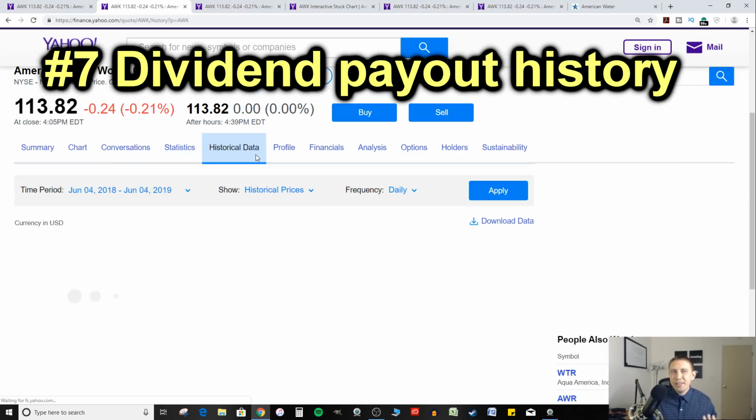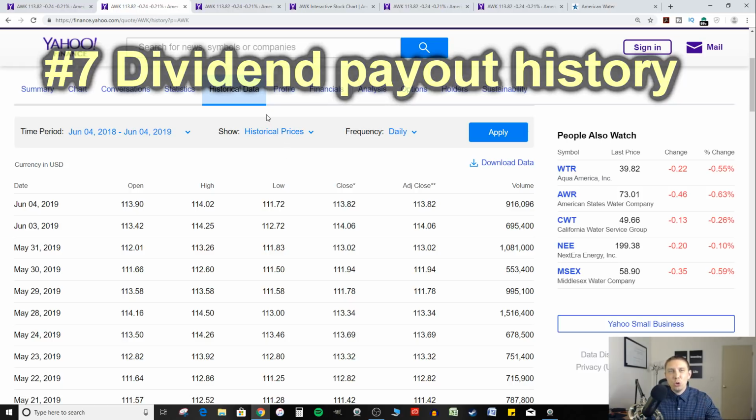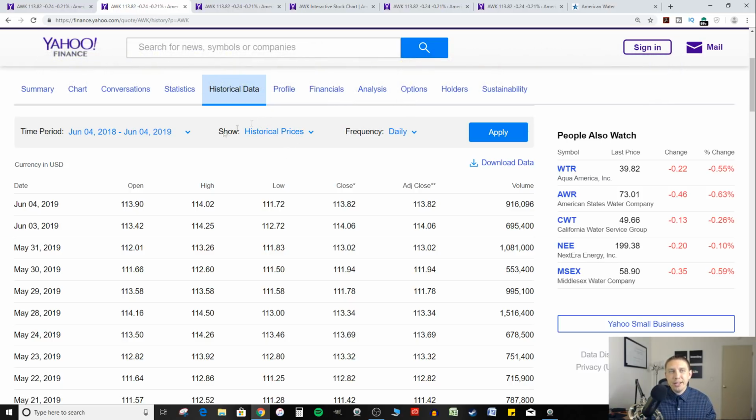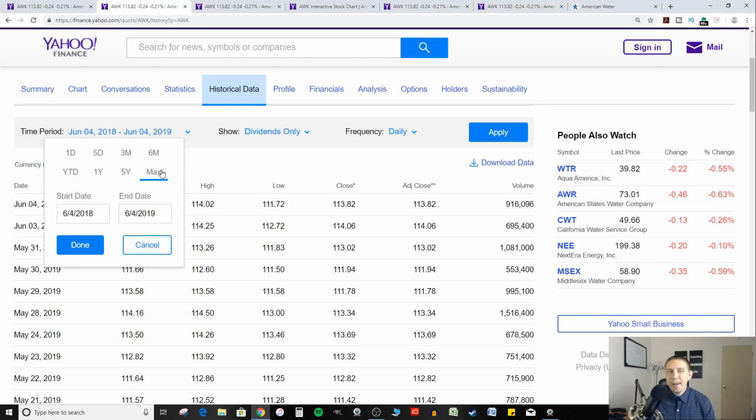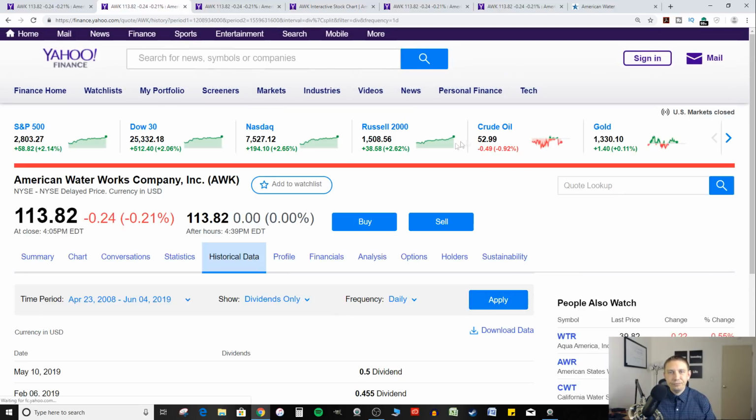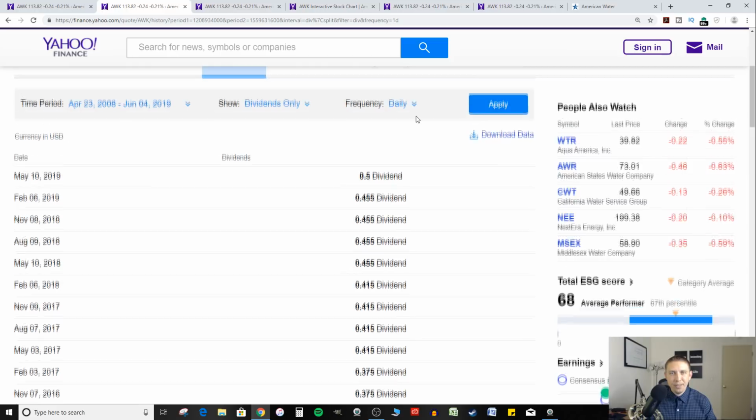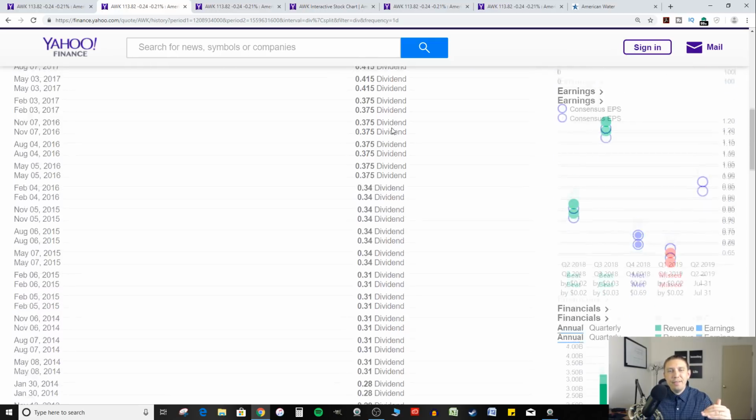One easy way to tell if the company is growing its dividends is to go to the historical data section of Yahoo, and you'll see this page right here. If you click on historical prices, you can choose to show dividends only, and then select the time period. I like to do max. This will give me all the dividend history from June 4th of 2019, when I'm filming this, all the way back to April 23rd of 2018. So I hit done and I hit apply. And there we go. This will show me the dividend history.